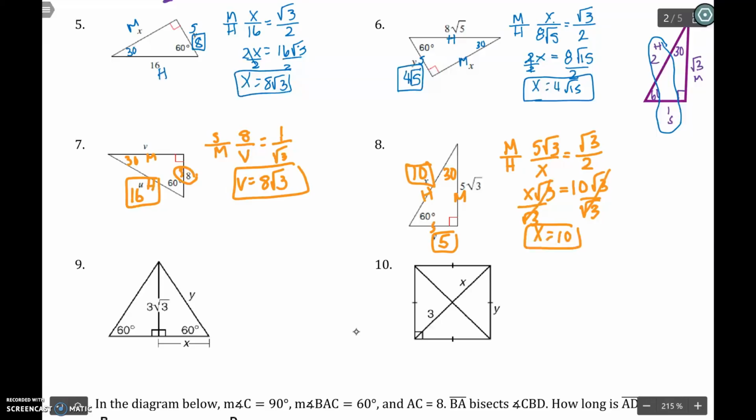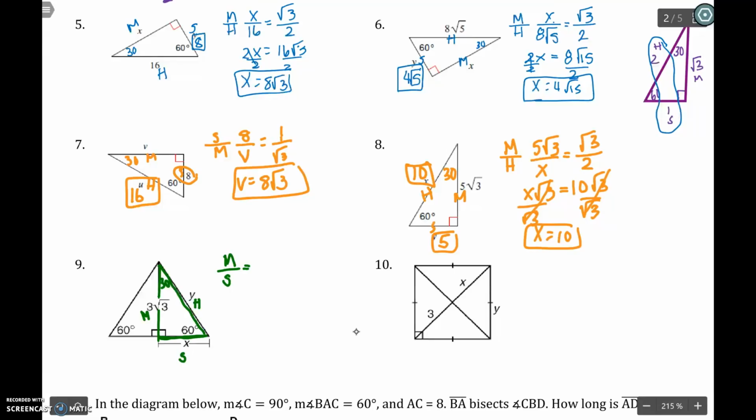On to number 9. A little bit trickier to look at, but it's still just a 30, 60, 90 if you just look at half of it. Okay, across from your 60 is your medium, across from your 30 is your short, and across from your 90 is your hypotenuse. So we have medium is 3 radical 3. I'm going to find the short side first.